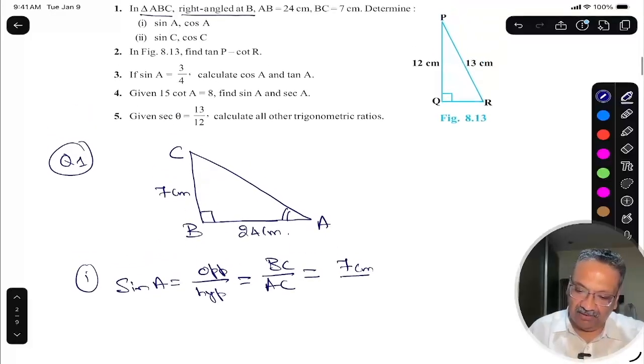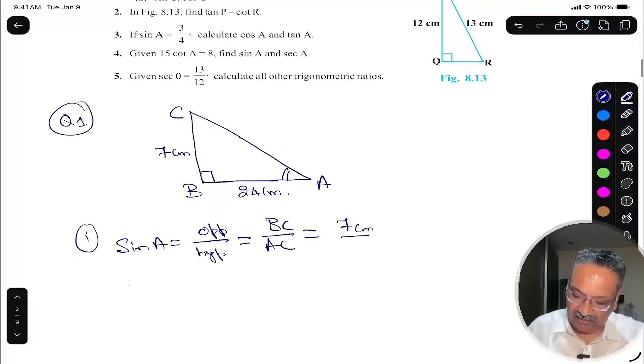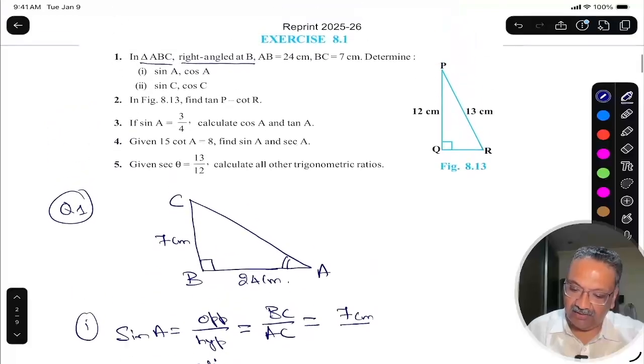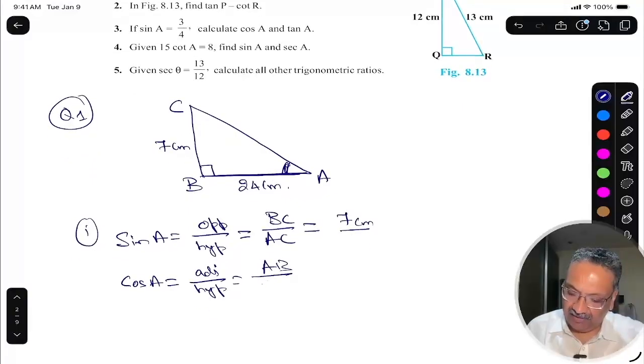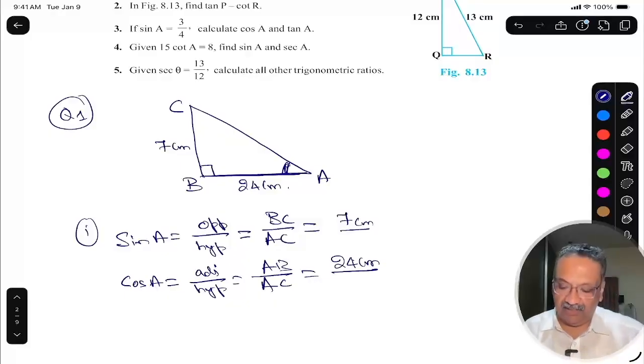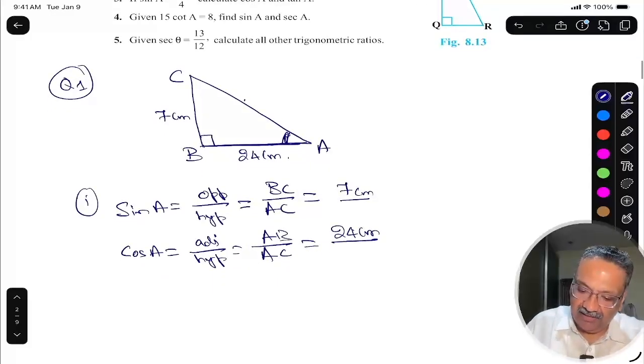Similarly they have asked for cos A. Second one is cos A. What is cos A formula? Adjacent by hypotenuse. So what is adjacent to angle A? Angle A the adjacent will be AB. So AB by hypotenuse is AC. AB is, we know, 24 centimeters divided by, we don't know AC. AC ಕಂಡುಹಿಡಿಬೇಕು. AC ಹೇಗೆ ಕಂಡುಹಿಡಿಬೇಕು ನಾವು?